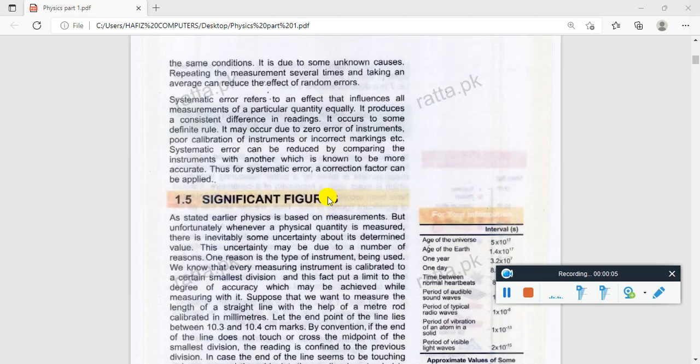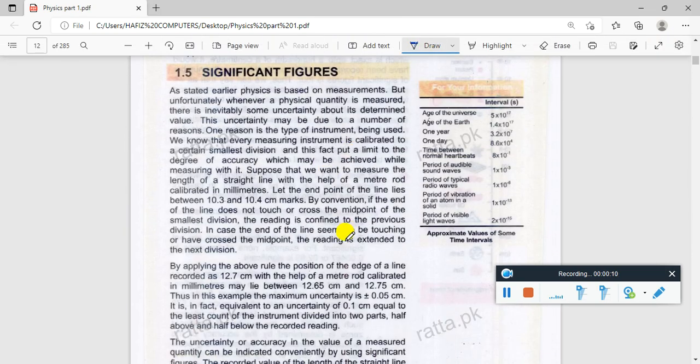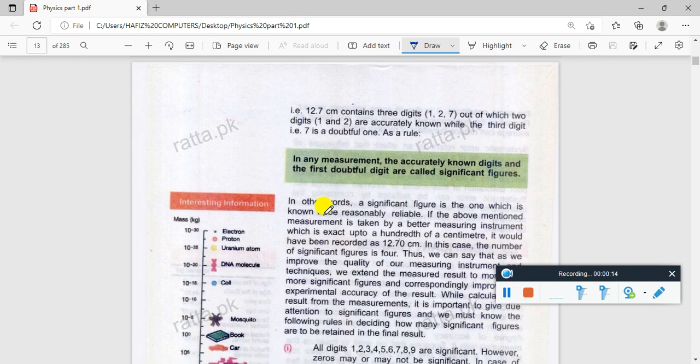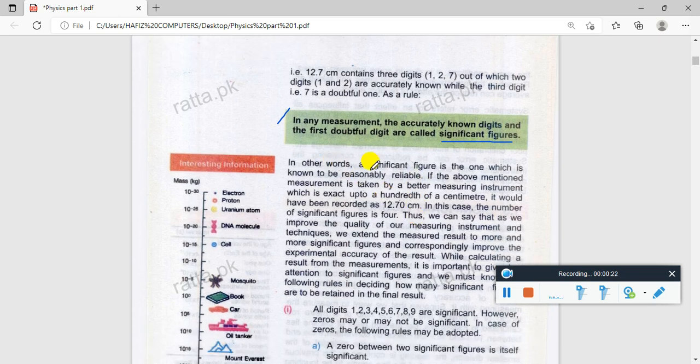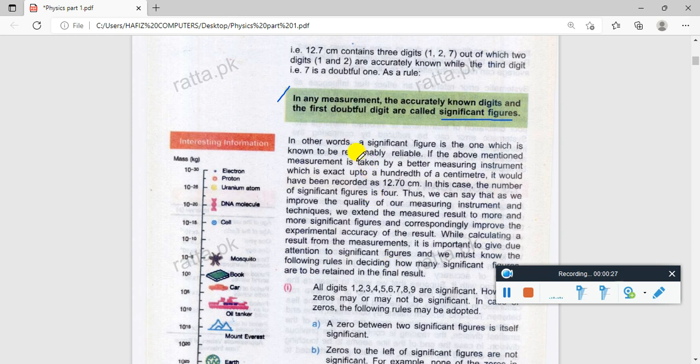This video we will cover what are significant figures. First we will see its definition. In any measurement, the accurately known digits and the first doubtful digit are called significant figures. In other words, a significant figure is the one which is known to be reasonably reliable.